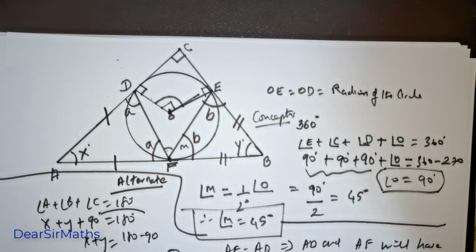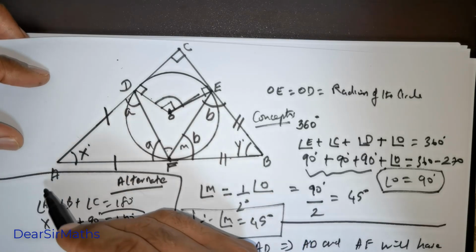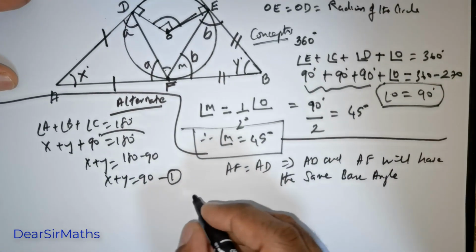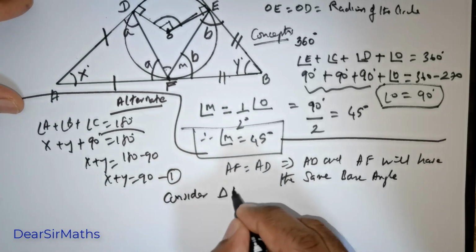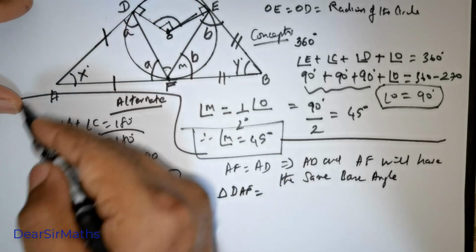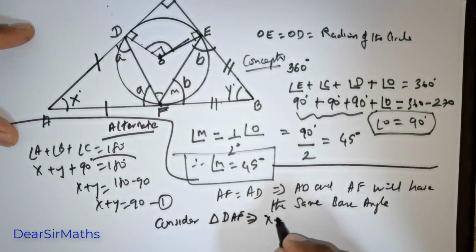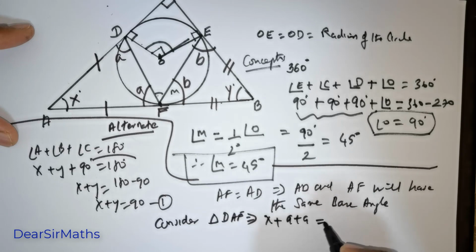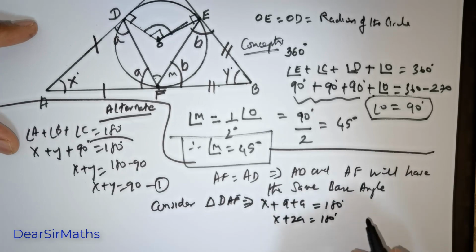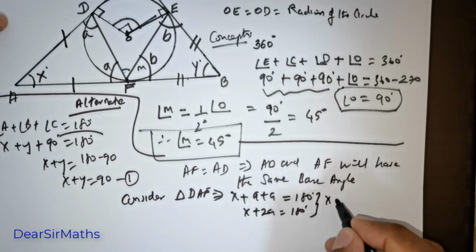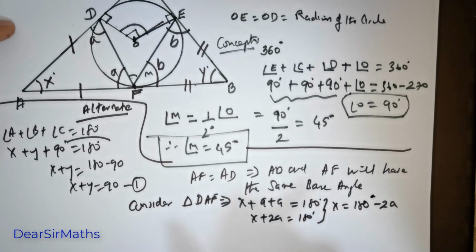Okay, so what I wish to do is consider triangle DAF. So let me write that down. Consider triangle DAF. So what do you get if you were to consider DAF? Sum of the angles of a triangle is 180. So that means x plus A plus A is equal to 180. That means x plus 2A is equal to 180. So from here I can write x is equal to 180 degrees minus 2A. So that's for the first triangle.